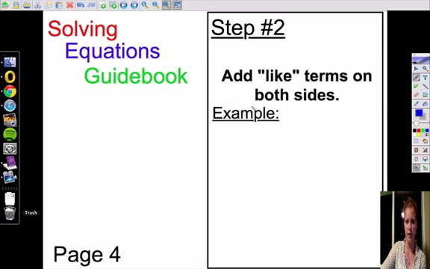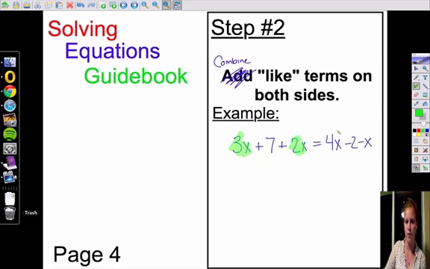The next step is to combine like terms on both sides. Actually, I don't want that to say add, I want that to say combine. So if we have 3x plus 7 plus 2x equals 4x minus 2 minus x, then on both sides we need to combine like terms. I see we have x's here, and on the other side, it's very important that you do it separately.